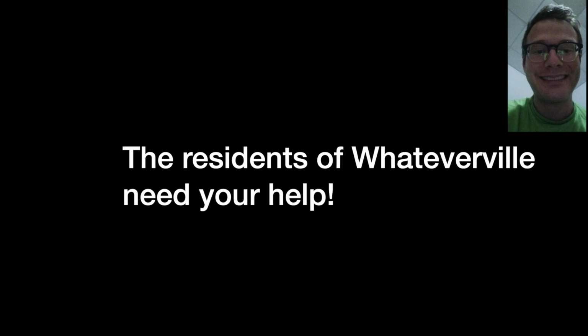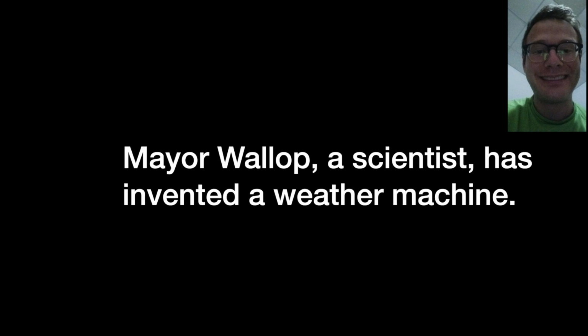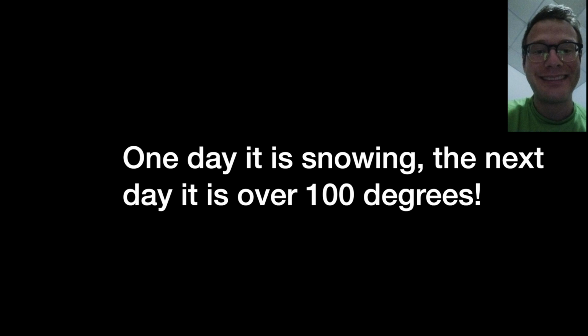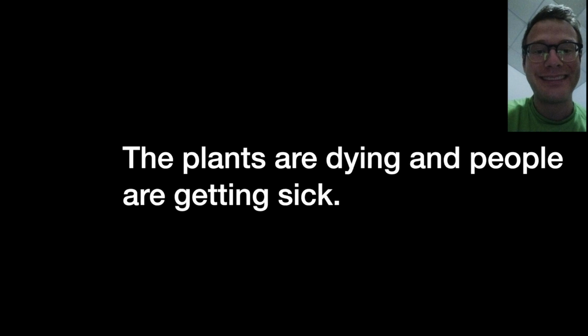So, here's a real-life problem. The residents of Whateverville need your help. Mayor Wallop, a scientist, has invented a weather machine. Now he's in control of the weather for the entire region and has subjected the residents of Whateverville to so many different temperatures that they don't know what season it is. One day it's snowing, the next day it's over 100 degrees, the plants are dying, and people are getting sick.